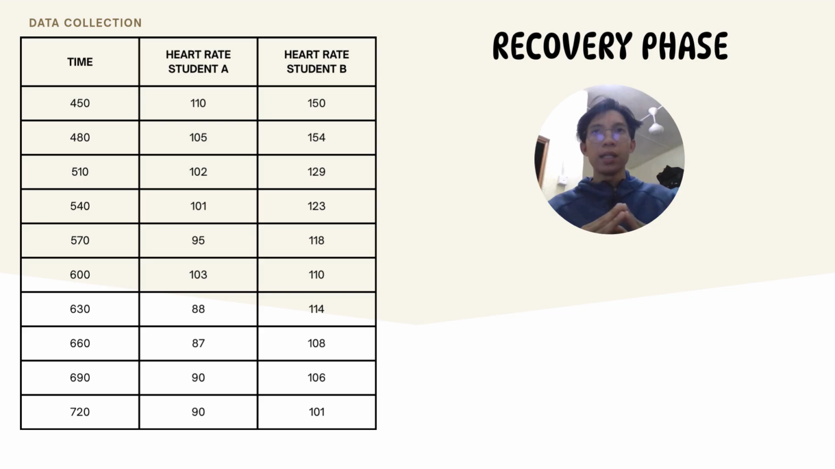Now we go to the recovery phase. During the recovery phase, both students stop exercising and remain at rest. A gradual decrease in heart rate was observed for both students. Student A, which is Siraj, had heart rate decrease more rapidly from around 110 beats per minute back towards 90 beats per minute. In contrast, student B's heart rate decreased more slowly and remained above 100 beats per minute by the end of the recovery period. So this indicates that student A had a faster and more efficient heart rate recovery compared to student B.